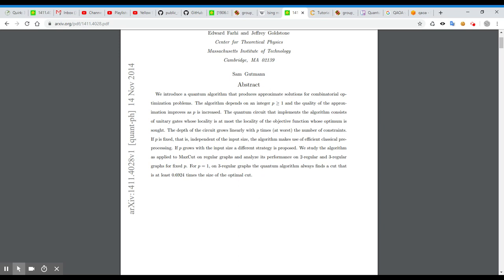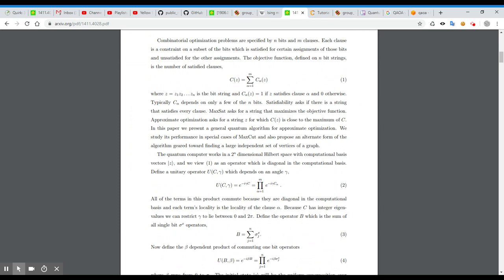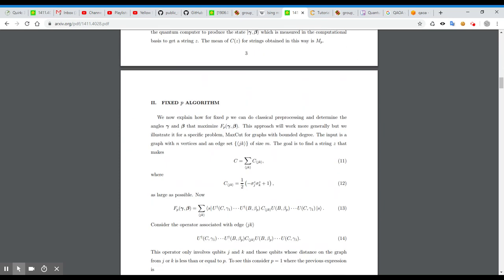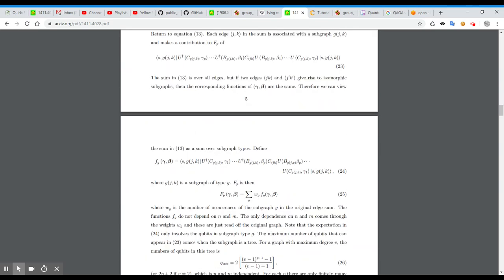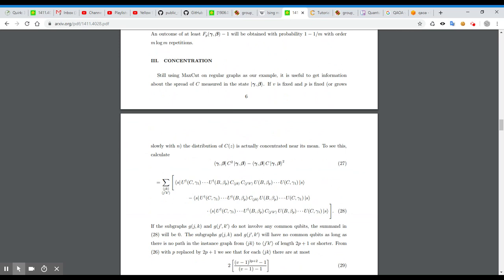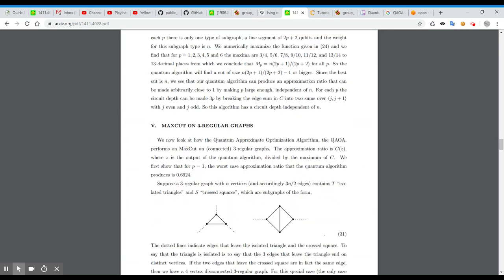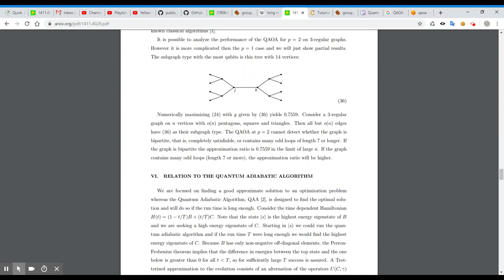Okay, but what's the gist of how this is designed to solve combinatorial problems? Let's see if there's any way that I can scan through this quickly. Concentration, the ring of disagrees, max-cut on 3-regular graphs. Relation to the quantum adiabatic algorithm.